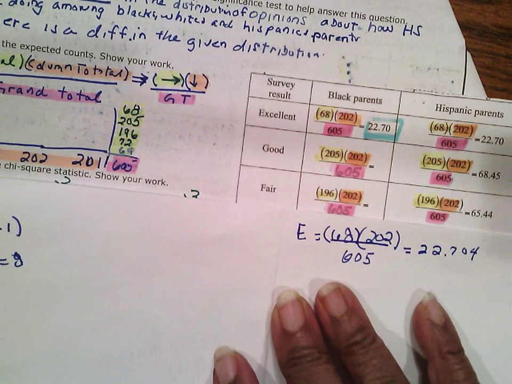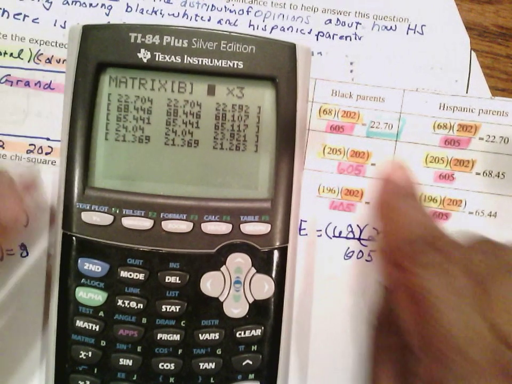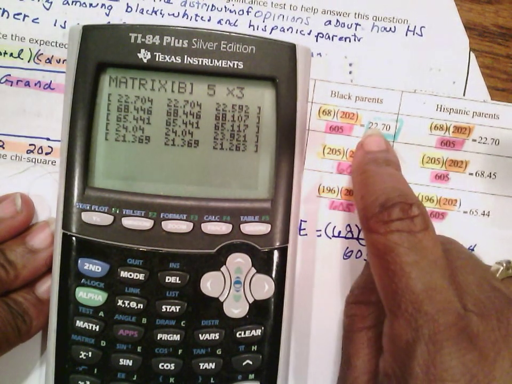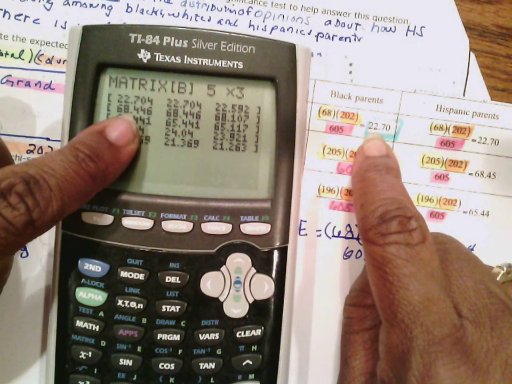And then, as I look at this value, I've done the math. The calculator's done the math.